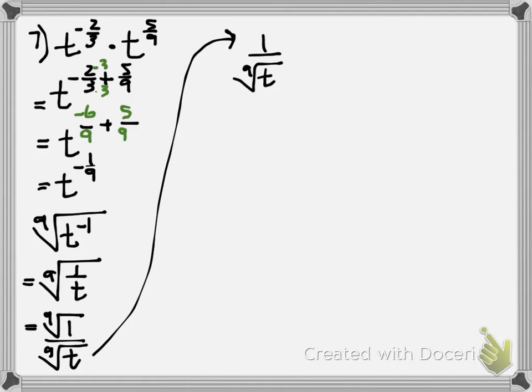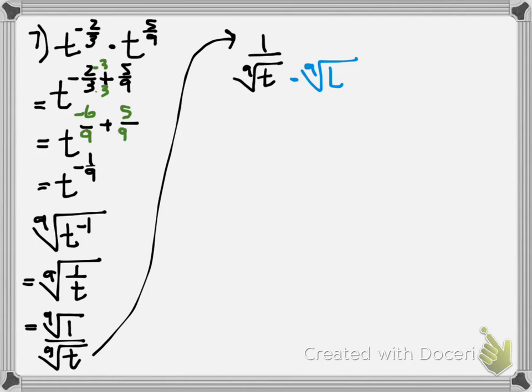So, how many t's do I have right now? 9. No, I don't have 9, actually. I have 1. How many do I need in order to take the 9th root? I need a total of 9. So how many more do I need at this point? 8. So how I rationalize this denominator is I don't multiply it by itself, because that only ends up giving me 2 t's. I multiply it by the amount of t's it's going to take to get to a total of 9.